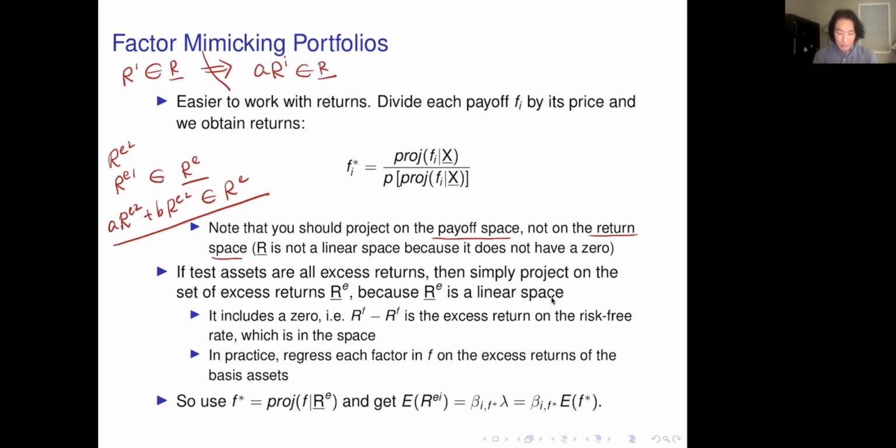So how do you do that? Basically, you form basis assets using excess returns, and then regress the macroeconomic variables on the excess-return basis assets, and then you will get the factor mimicking portfolio.